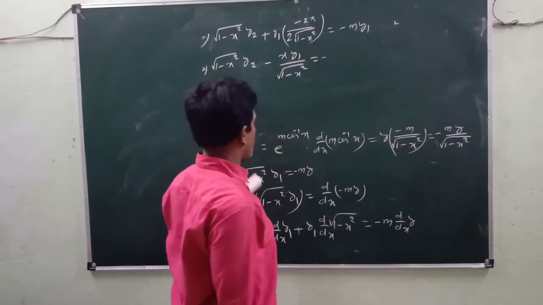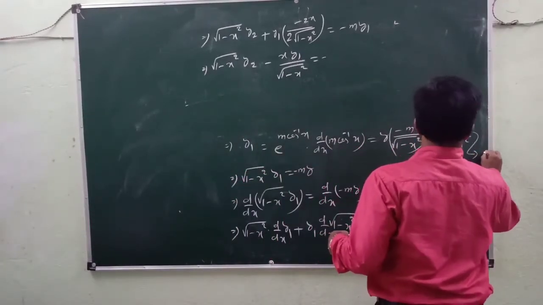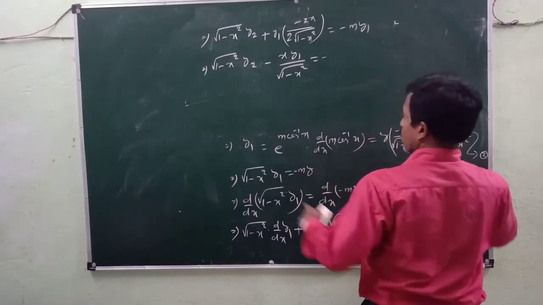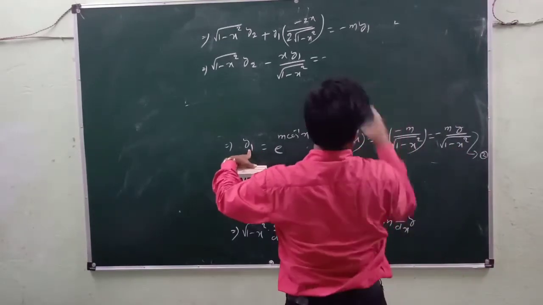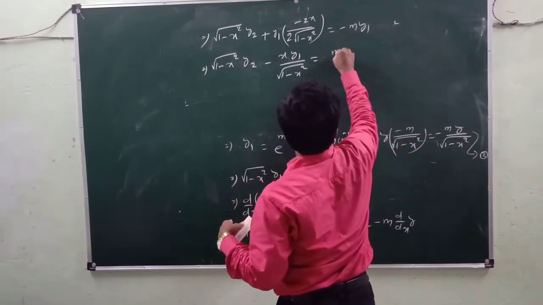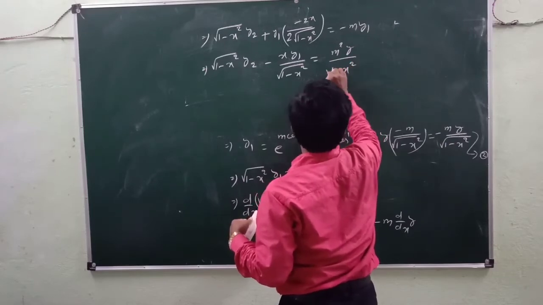Then the value of y1, that equal to also minus m y by square root of 1 minus x square. You put the value of y1 here, so here minus m, so it will be m square y by square root of 1 minus x square.